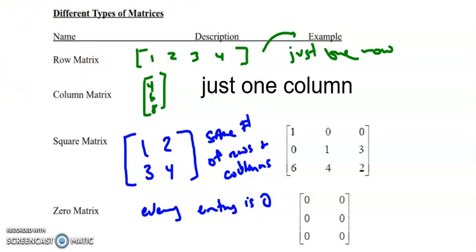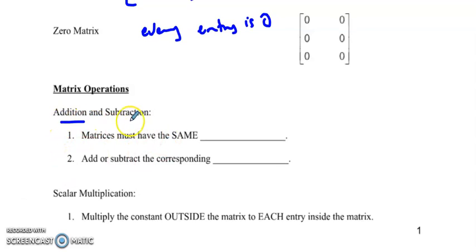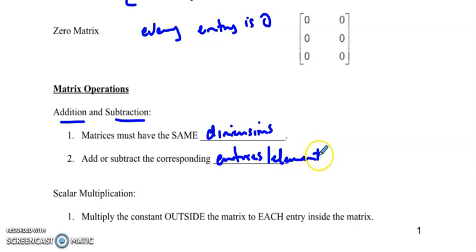All right, so moving on. Matrix operations. In order to add and subtract matrices, the matrices must have the same dimensions. And what you're going to do is add or subtract corresponding entries or elements. Then scalar multiplication is when there is a constant on the outside of the matrix and you multiply that constant to every element or every entry inside the matrix.